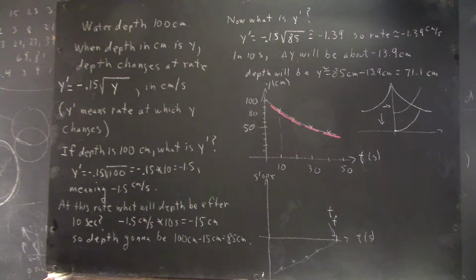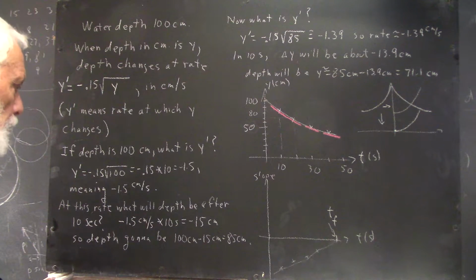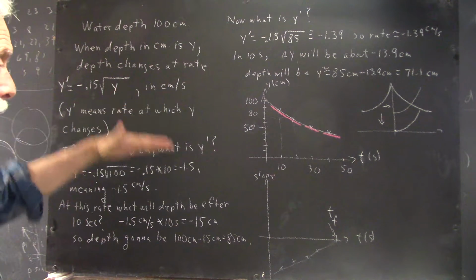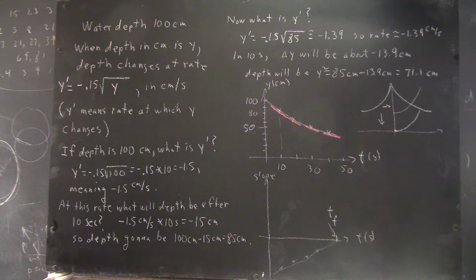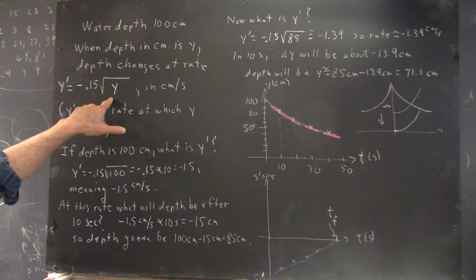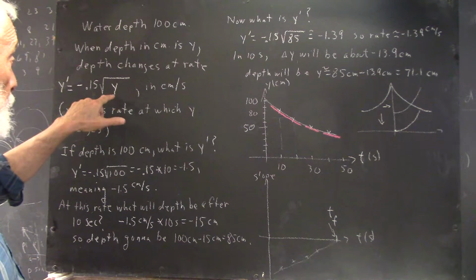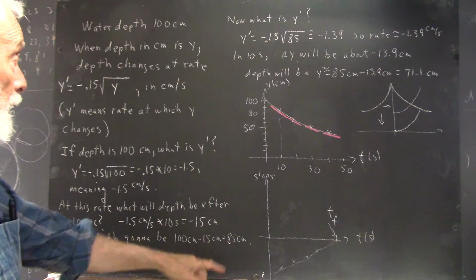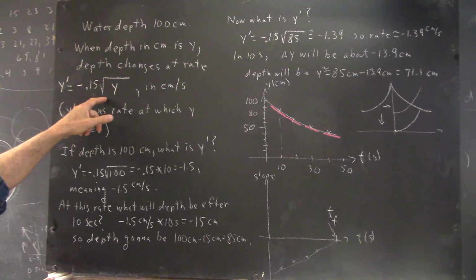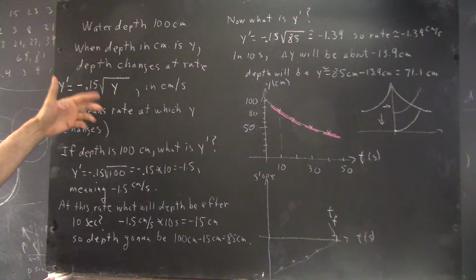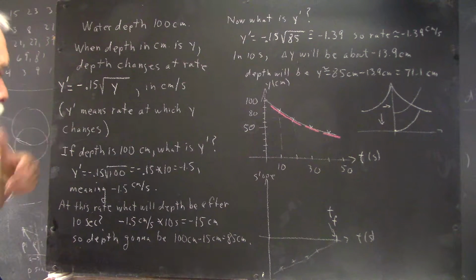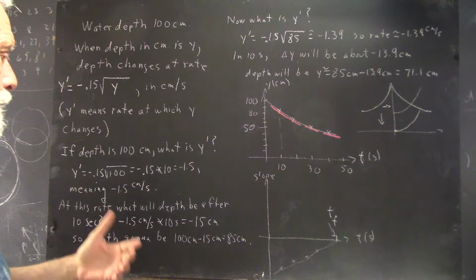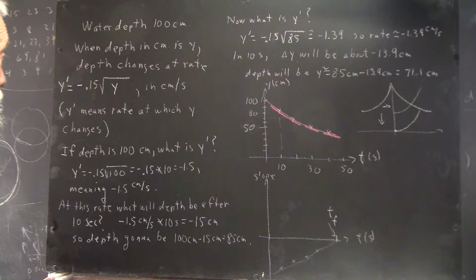This should all make sense. Now, the one thing that might not make sense is that we know that as the depth drops to 85 centimeters, the rate at which water flows out, which depends on the depth, is going to change. So y drops from 100 down to 85. This rate is going to drop from about 1.5 centimeters per second to something that I think I calculated as 1.39 centimeters per second.